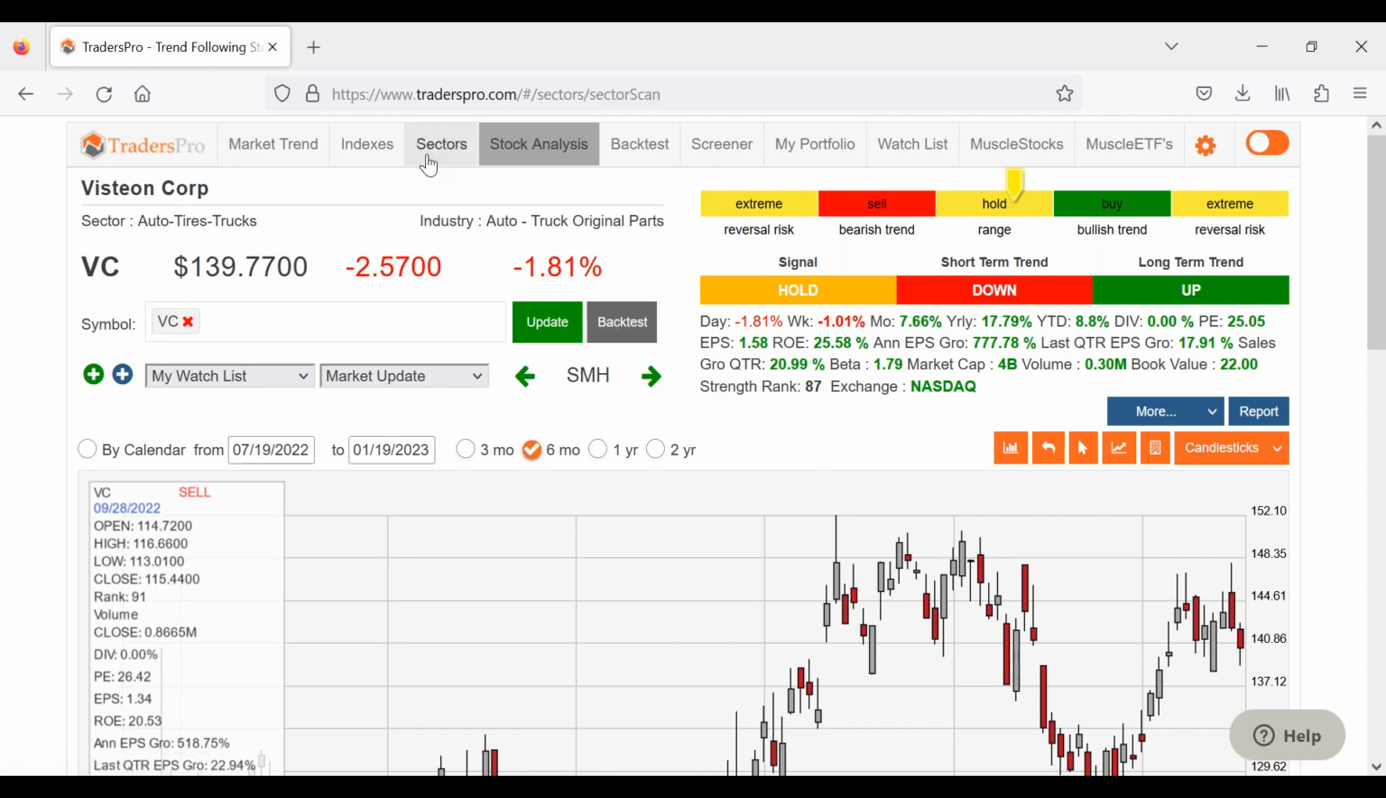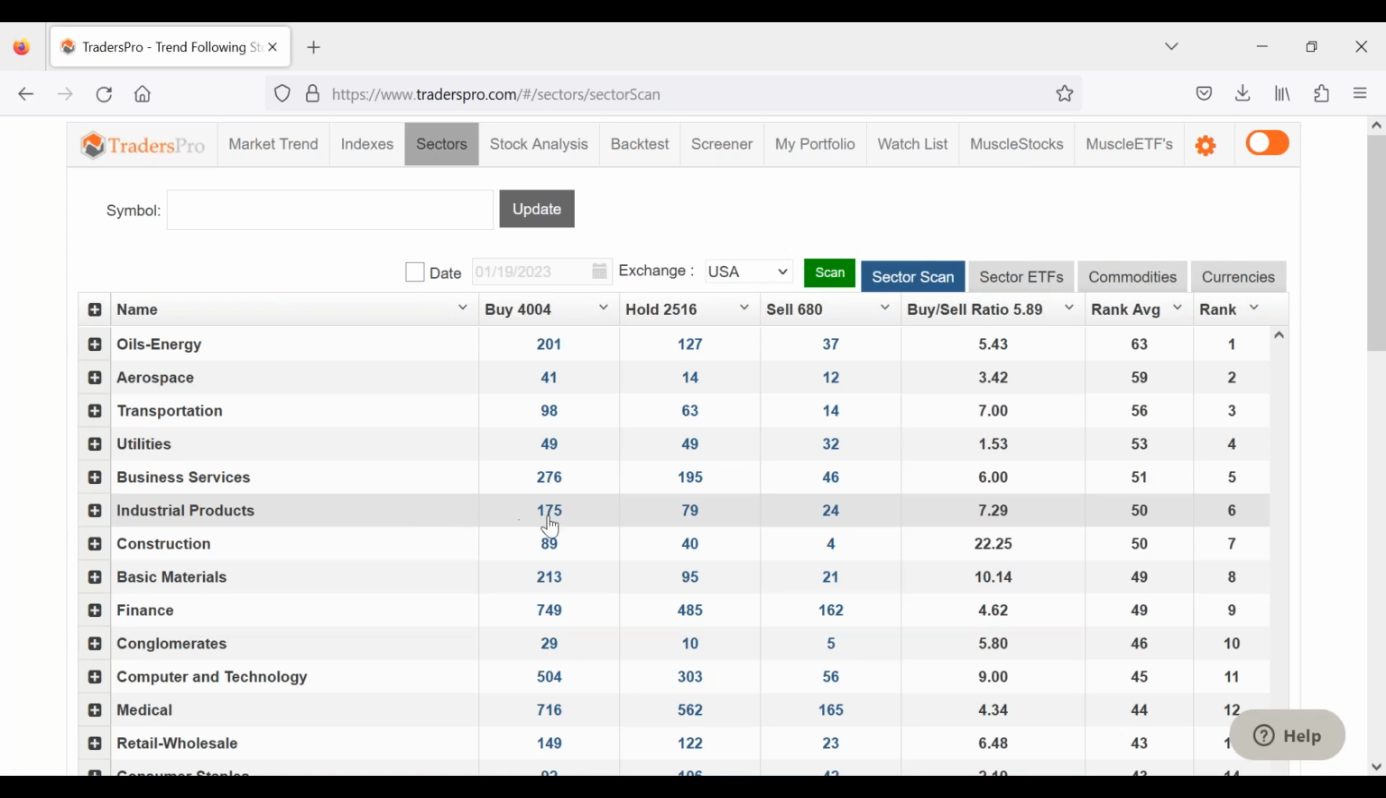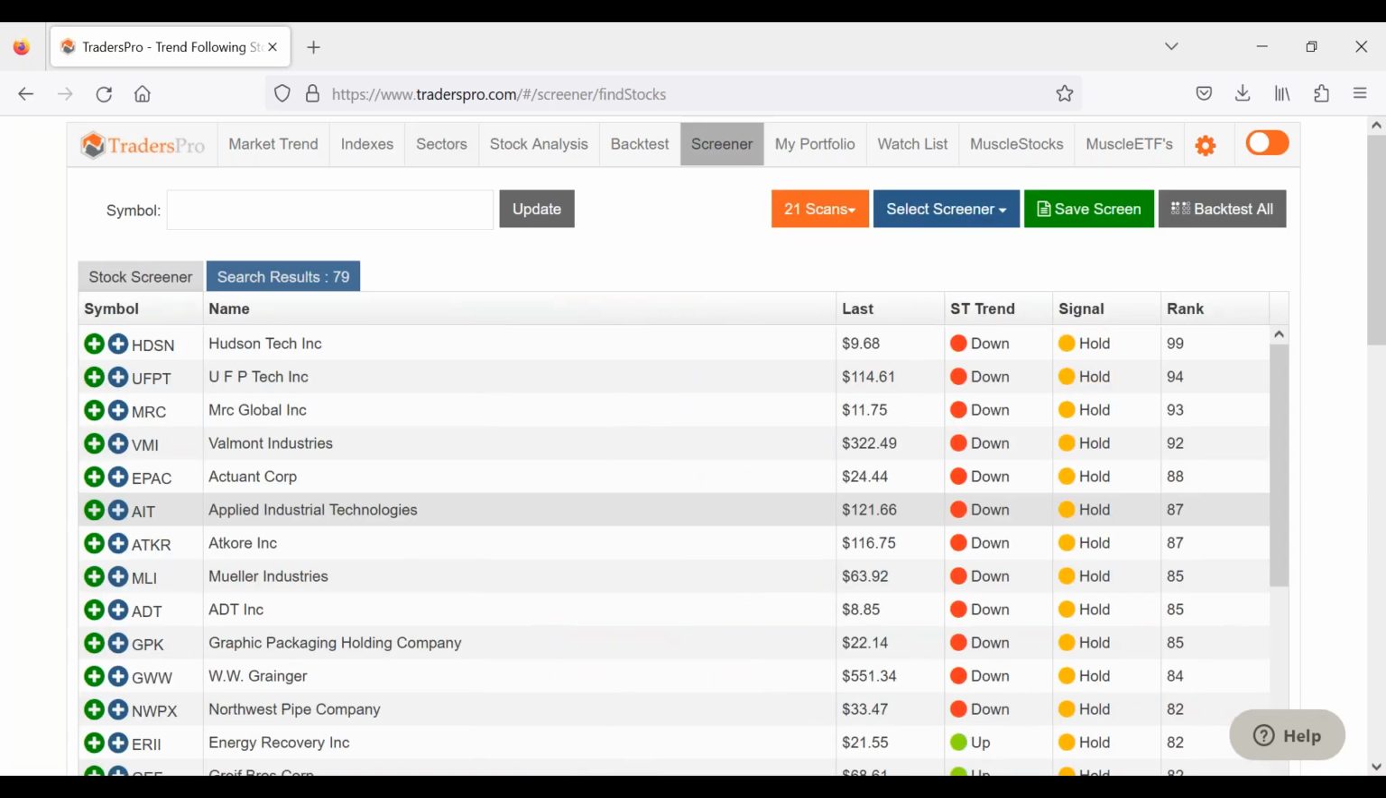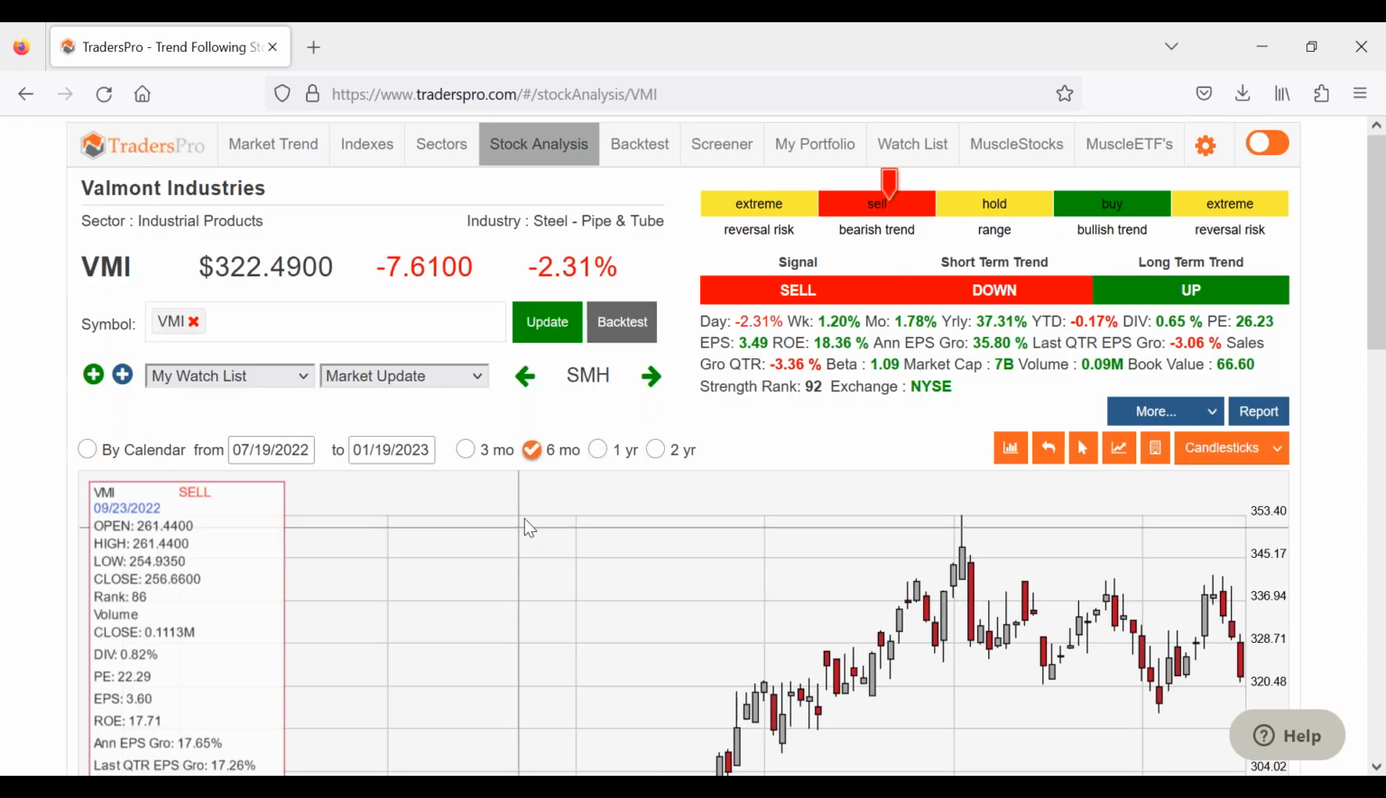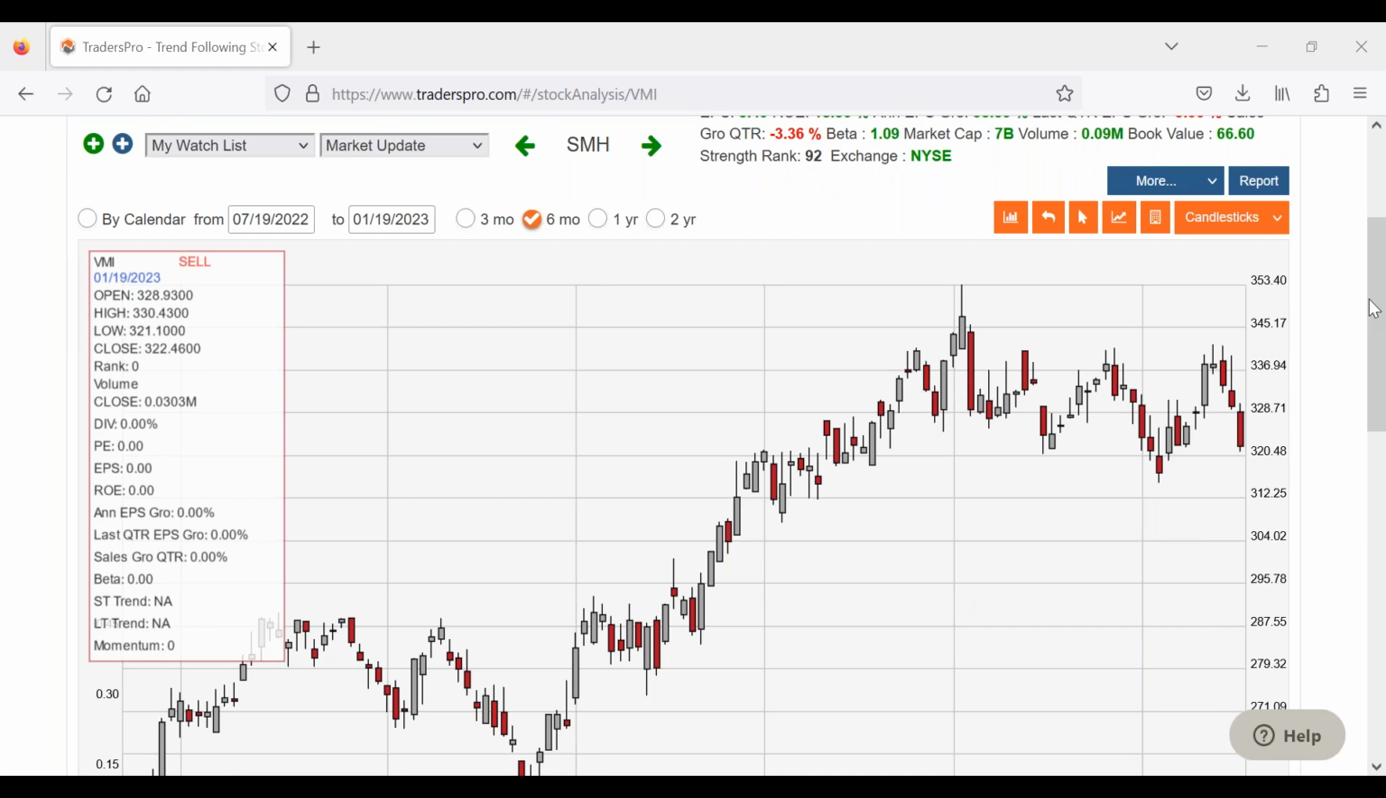Yeah, I also like a few under the industrial products sector here. One was this BMI, 92 strength rank. Definitely would need confirmation, especially since it's been down. Let me put the signals on here too, so we can see the signals. Actually, it's gone from hold to sell today, but this is a corrective pattern. So you have your bullish move, and this is more choppy, more sideways.